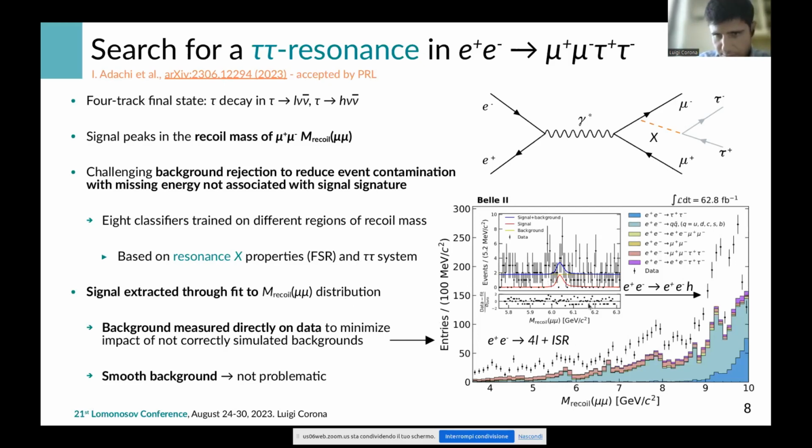Here you can see the distribution with an example of the fit. And you can see that there is a large discrepancy between data and simulation, and this is due to some effects that are not correctly simulated, like the initial state radiation in the four-lepton final state that contributes a lot in the low mass region, and some missing processes that contribute to background in the simulation here at higher masses. So we measure the background directly on data to minimize the impact of this.